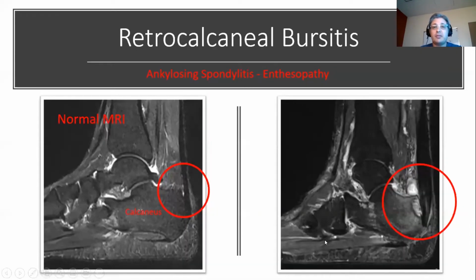Let's look, for the sake of reinforcing the anatomy, what the normal hindfoot should look like on MRI. Notice in a patient without retrocalcaneal bursitis, there's no fluid signal, there's no inflammation, there's no abnormality at the junction between the Achilles and the calcaneus. Notice the anatomic location of the retrocalcaneal bursa between the Achilles and the calcaneus.